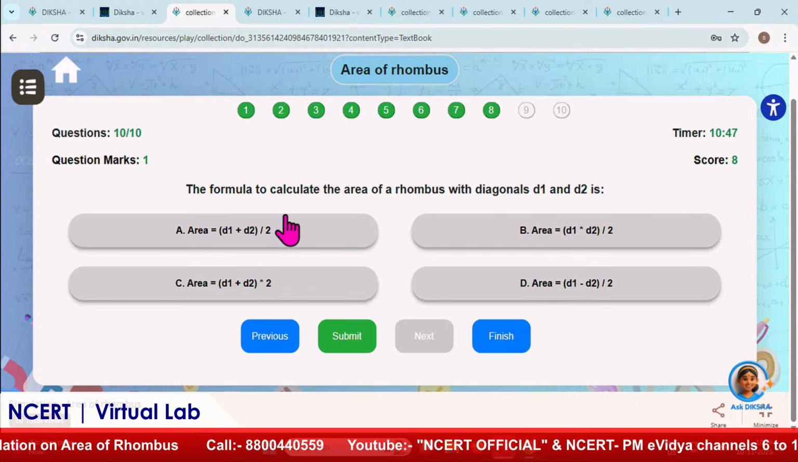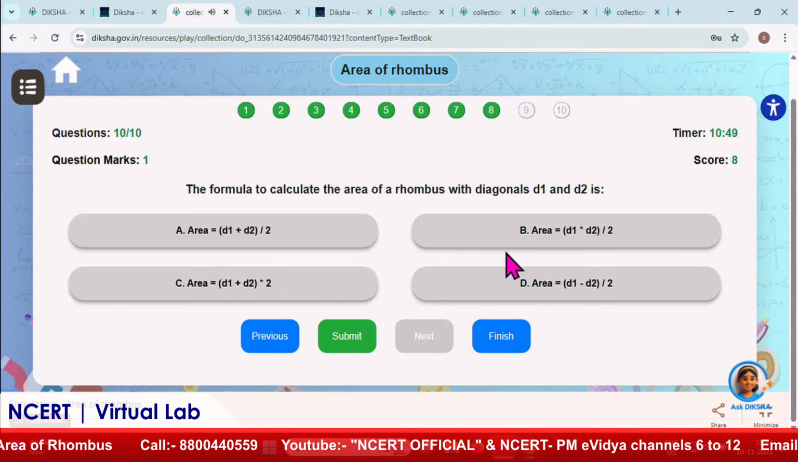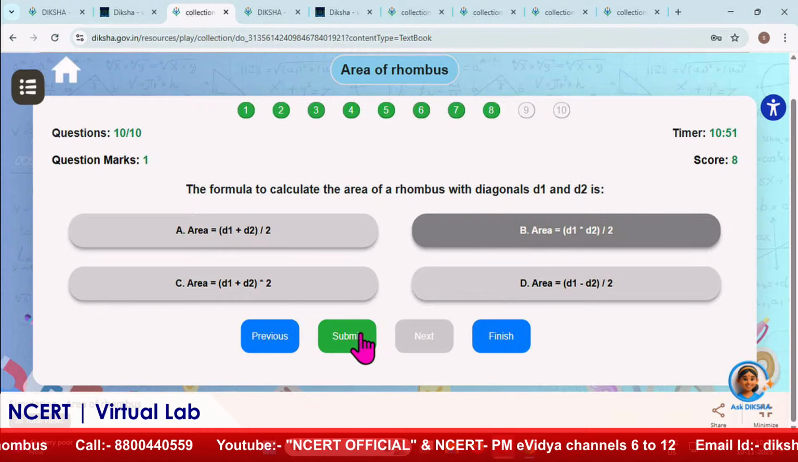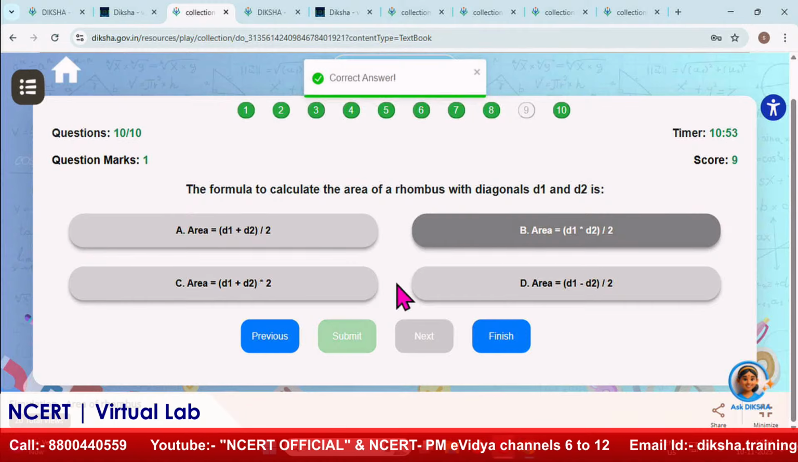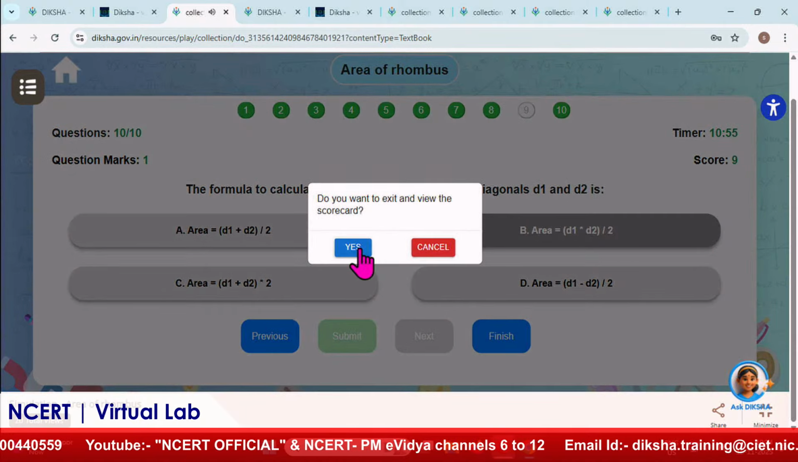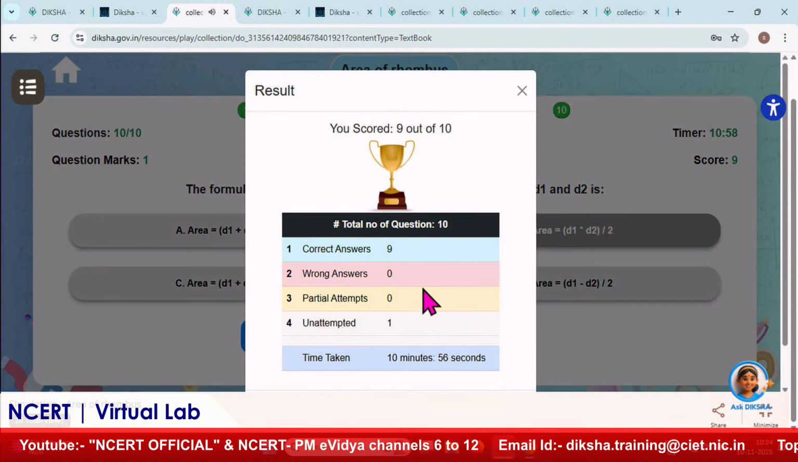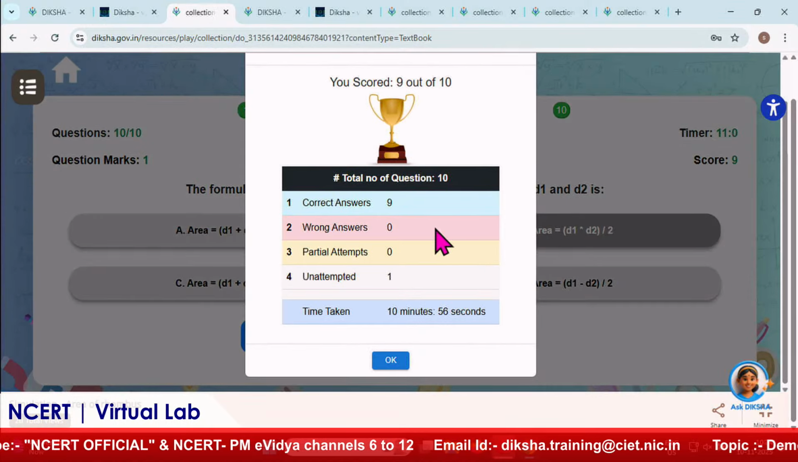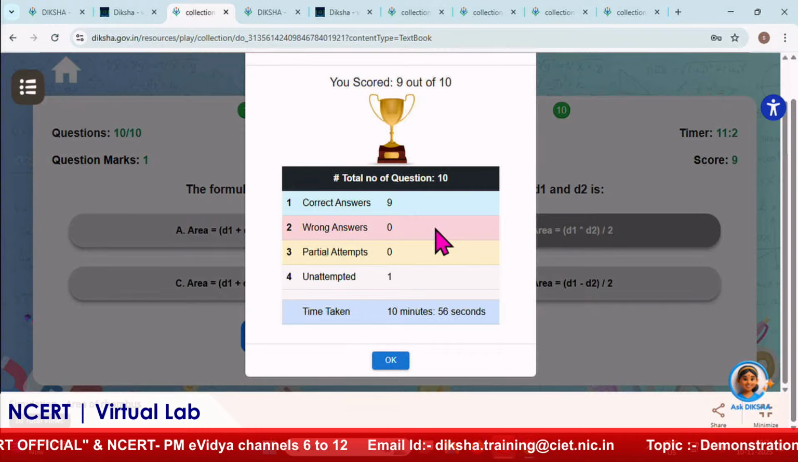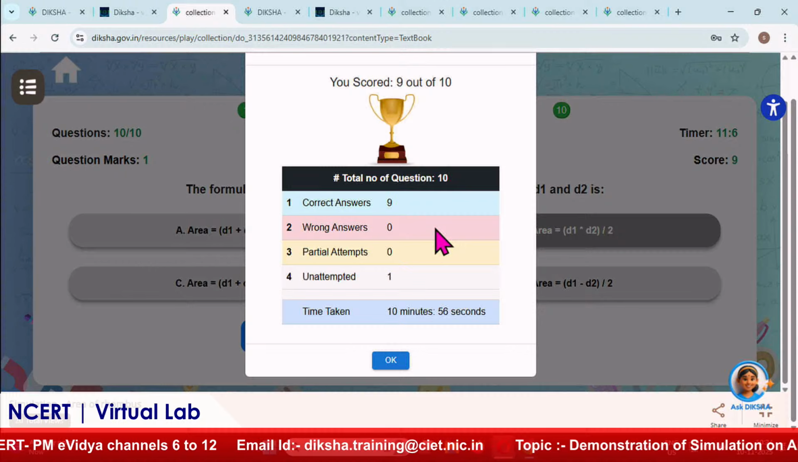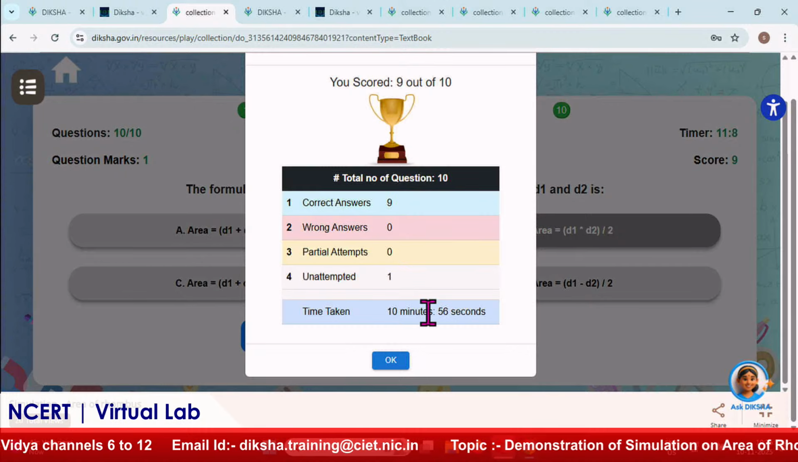And again the next question is the formula of the rhombus, which is simply option B. You can click on the submit button and this way you can do our assessment and evaluate yourself. You can see how many questions you have done, how many are wrong, how many are unattempted, and you can see the time also, and this way you can do all the questions.